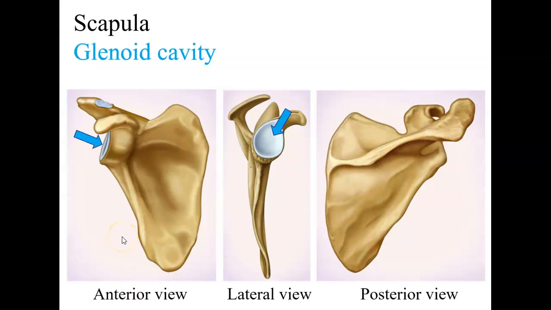Our next bony landmark on the scapula is called the glenoid cavity. In this particular diagram, we can see it in the anterior view and the lateral view, and they have a little pad of cartilage here, articular cartilage, this white structure here. So underneath of that would be on the bone, and this would be the glenoid cavity. This serves as the attachment point for the humerus.